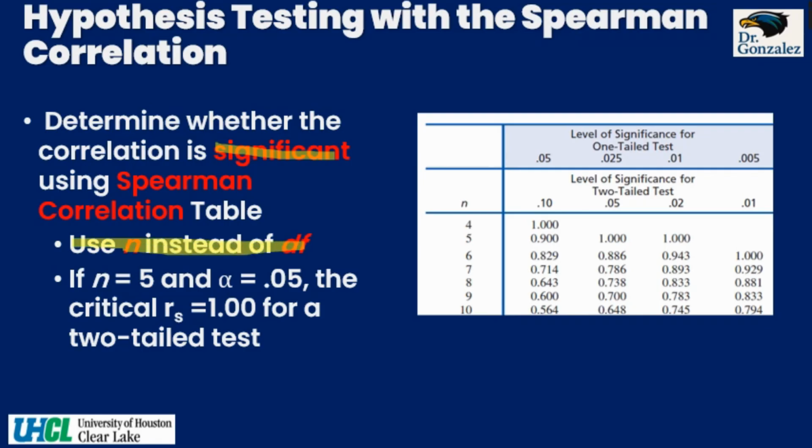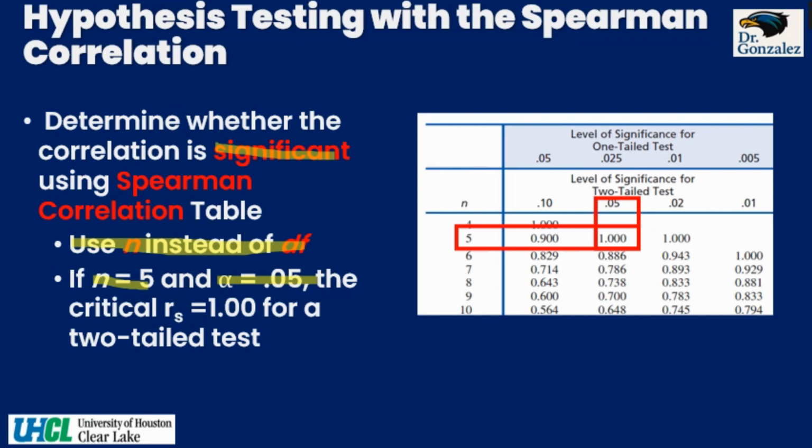Remember, degrees of freedom was my total number of observations minus 1, right? Or no, minus 2, actually. And n is just my number of observations. So if my n is equal to 5 and I set my alpha level at 0.05 and I go over this table, I would find there's my 5 for my n, and there is my significance level for a two-tailed test at my alpha equals 0.05, and I would see that my significance is 1. So my critical R sub S equals 1 for a two-tailed test.